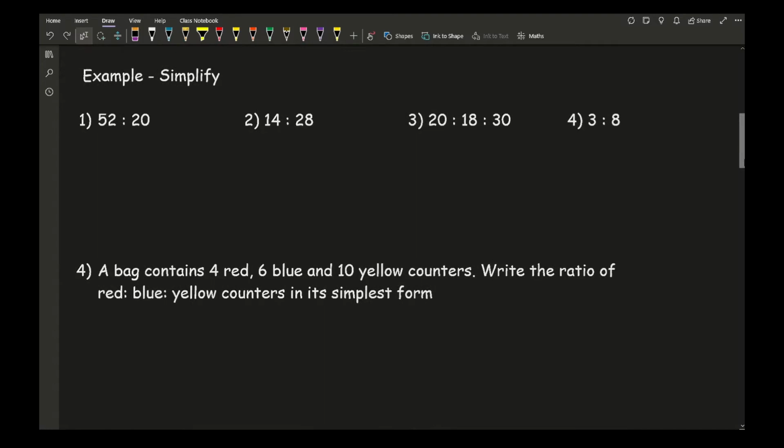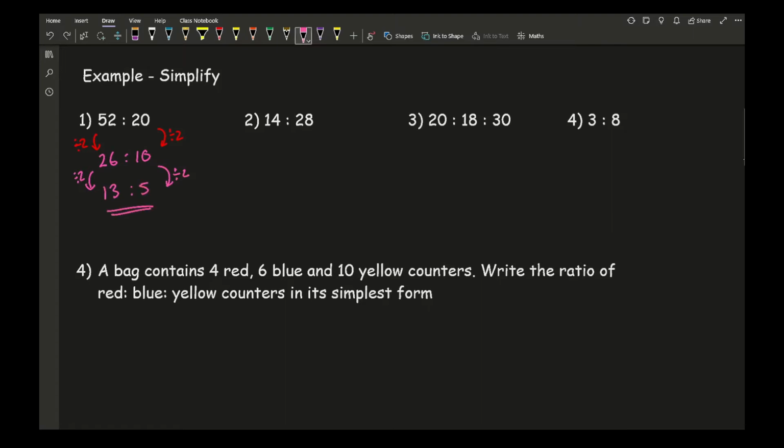So let's have a look at some other examples. So here if I had 52 over 20, now again, if you can't think big, then just go small and keep going until you can't go any more. Both numbers are even, so I divide both by 2. You don't really have to write down what you're dividing by, it's just for tutorial purposes. So here I've got 26 over 10. Both are even, so I can divide both numbers by 2 again. So I've got 13 over 5, and that is where I stop.